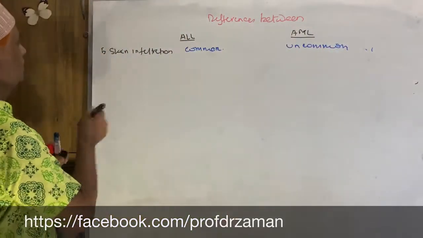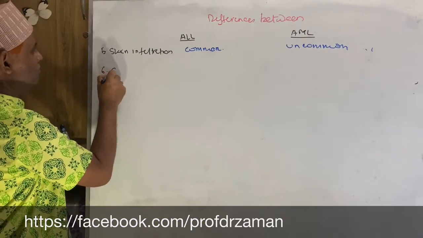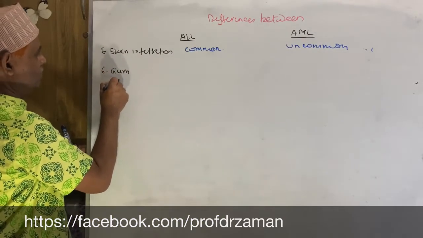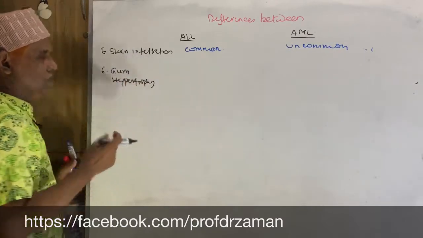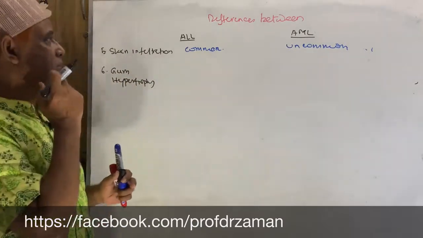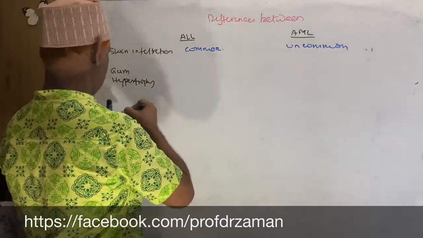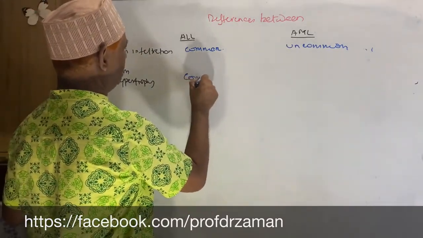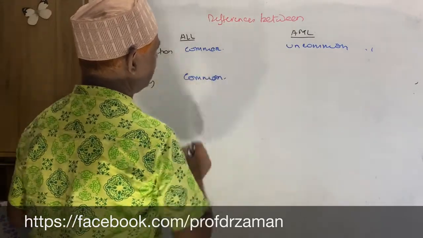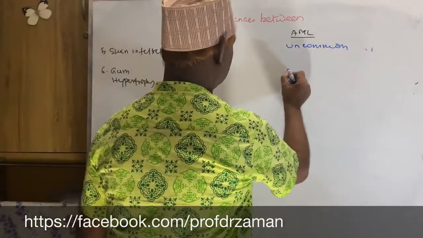Then gum hypertrophy. Gum hypertrophy is common in acute lymphoblastic leukemia, and it is uncommon in acute myeloblastic leukemia.